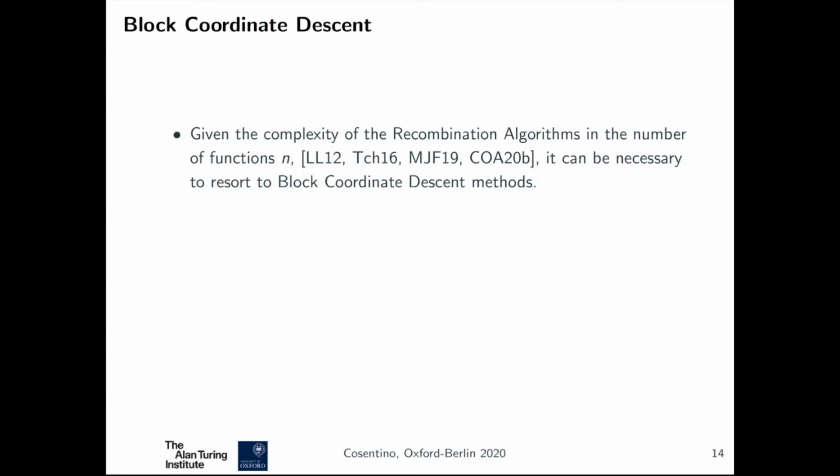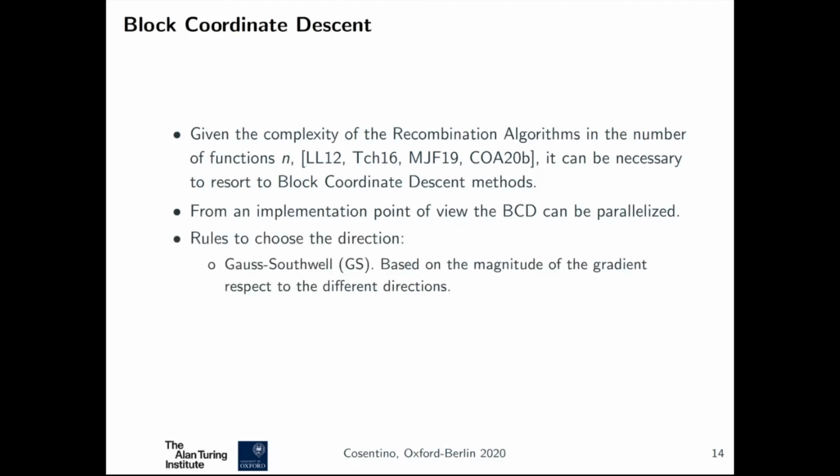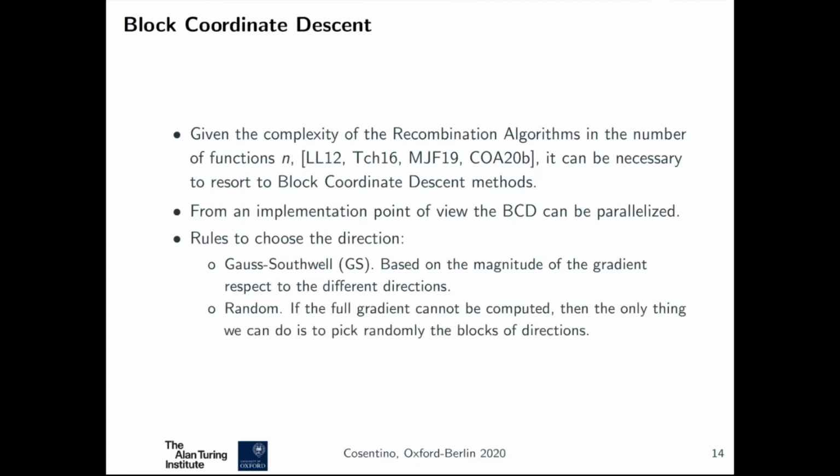The block coordinate descent method essentially says, instead of doing gradient descent with respect to every direction, we can just consider a subset of directions, do the optimization, and then change these blocks. It's important to remember that BCD can be parallelized, and one of the main aspects of BCD is how to choose these blocks of directions. One of the most famous rules is the Gauss-Seidel, which is based on the magnitude of the gradient. If we cannot compute the full gradient, the only possibility we have is to randomly select these block dimensions and then change them at every iteration.